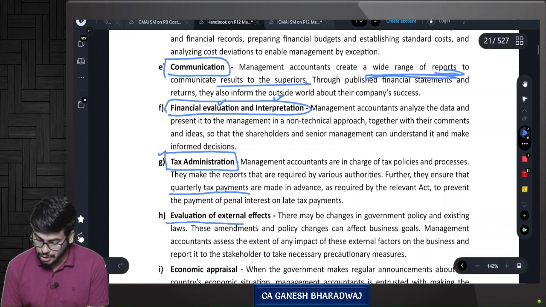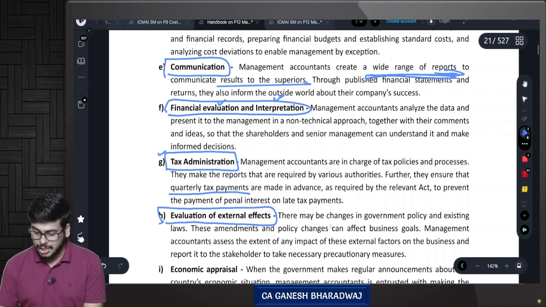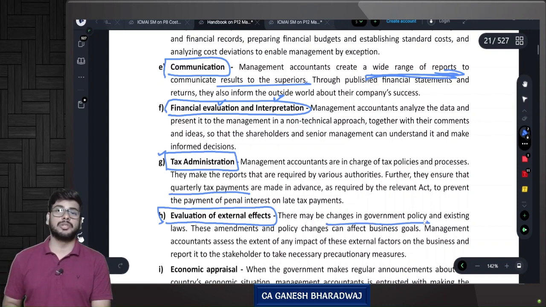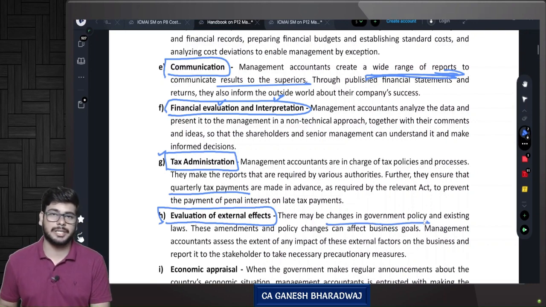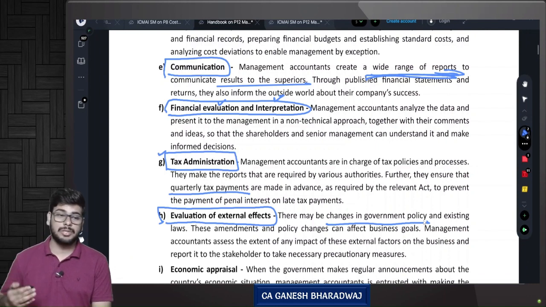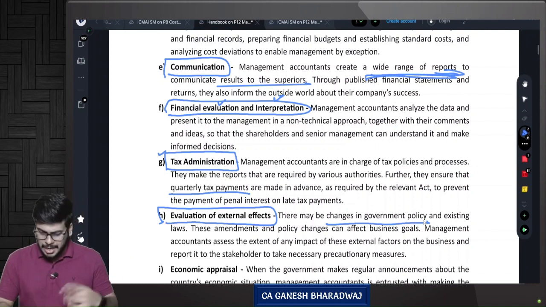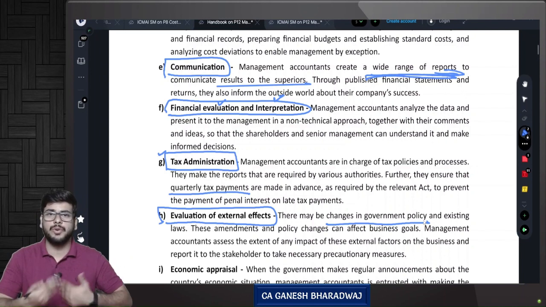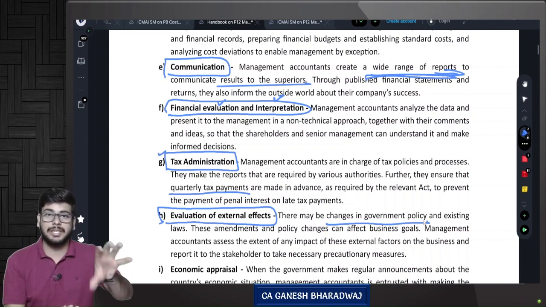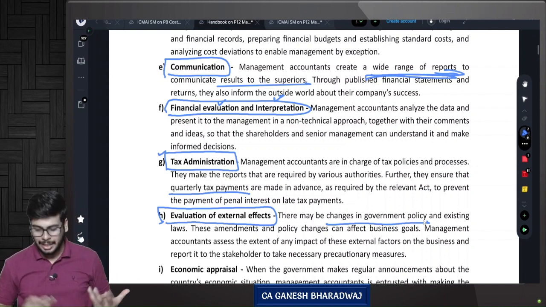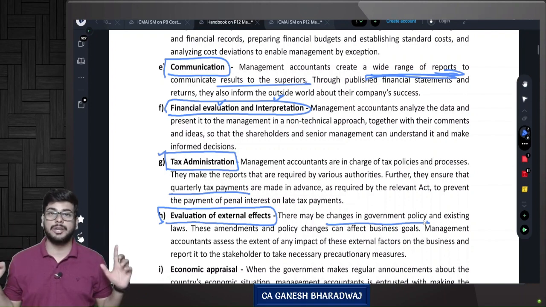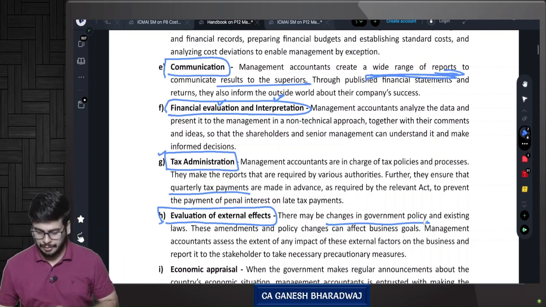Then evaluation of external effects. If there is a change in the government policy, suppose lockdown was planned for 1 month, and they have reduced it from 1 month lockdown to 15 days. Immediately, with the change in government policy, you need to rework and arrive at a new decision based on the effective change right now. Correct? So all these things you need to keep your ears and eyes open throughout wherever you go.